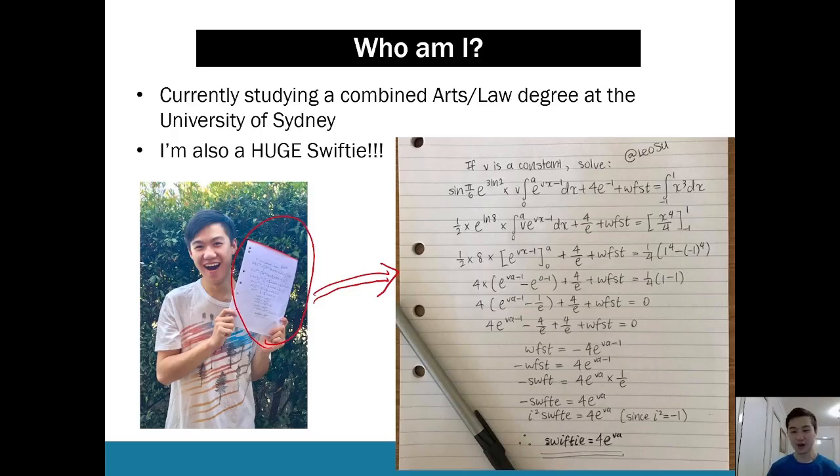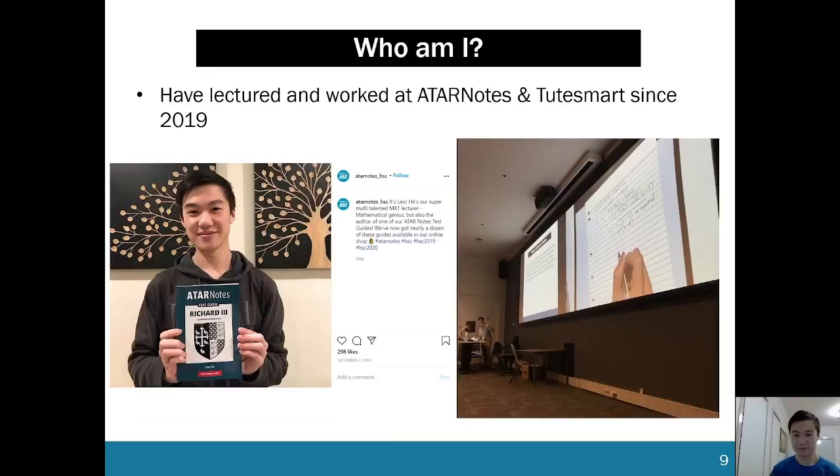And I'm also a massive Swiftie. Really excited for her to come to Australia next year in February with the Eras tour. It's really exciting. Shout out to my fellow Taylor Swift lovers.